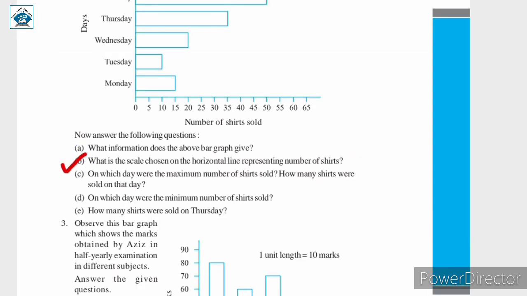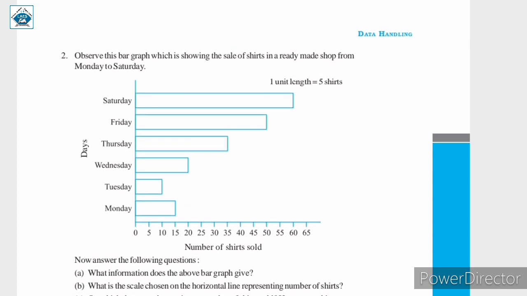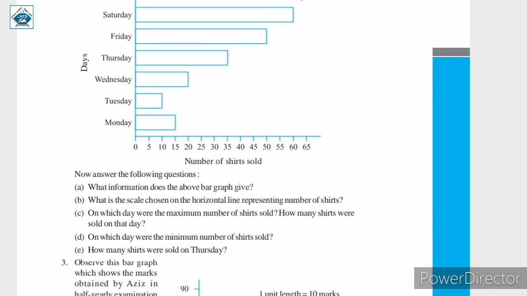Next. What is the scale chosen on the horizontal line representing number of shirts? So here we are given the number of shirts sold in the horizontal line, and the scale is given with the graph. It is 1 unit length is equal to 5 shirts. So the answer is 1 unit length is equal to 5 shirts is the scale chosen on the horizontal line representing number of shirts. Next.